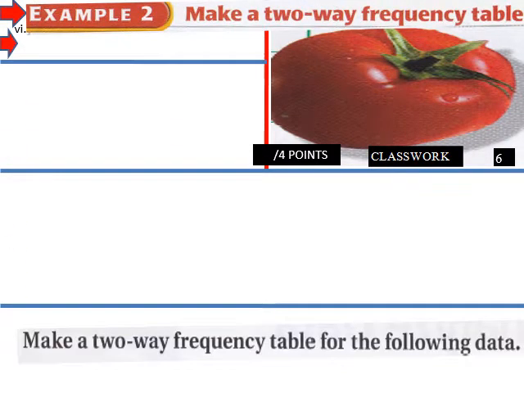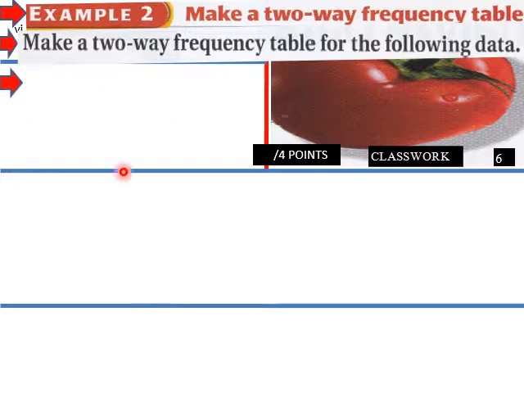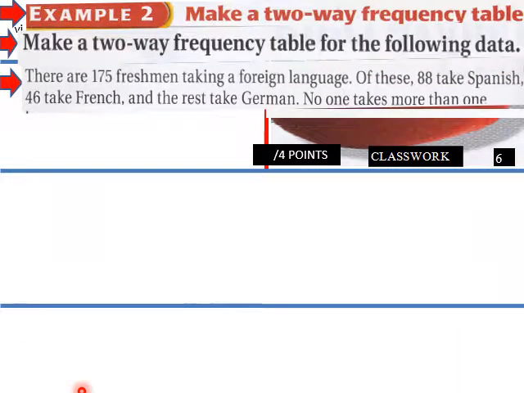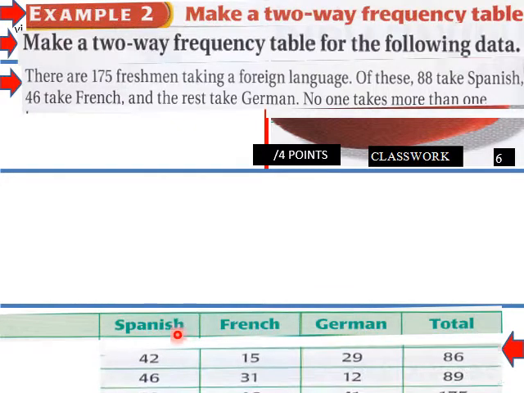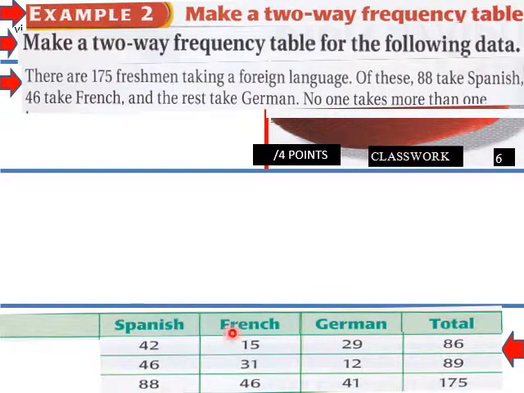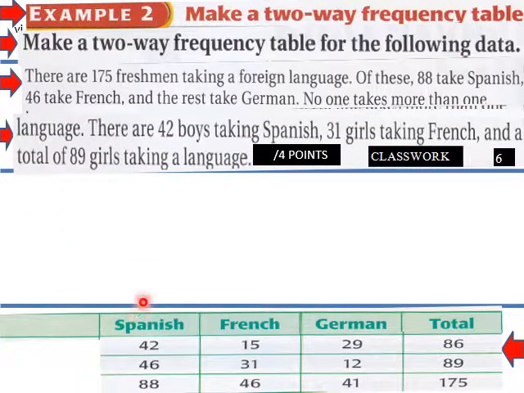Okay, example 2: make a two-way frequency table for the following data. So 175 freshmen take foreign language, 88 take Spanish, 46 take French, and the rest take German. No one takes more than 1. So here is our table heading, and here are our columns of totals: 175 freshmen. And what goes on this side over here? There are 42 boys taking Spanish, 31 taking French, and a total of 89 taking a language.